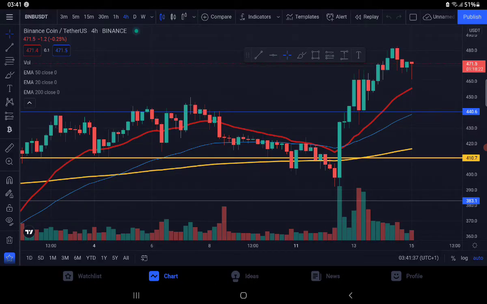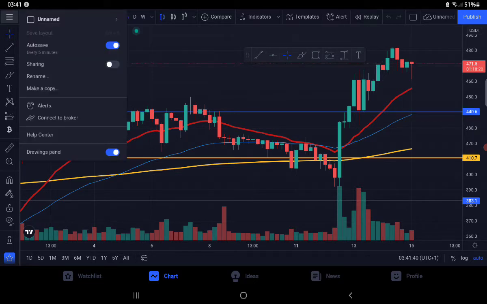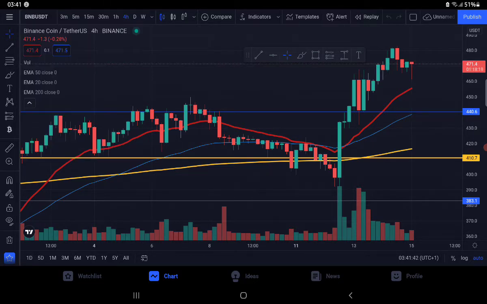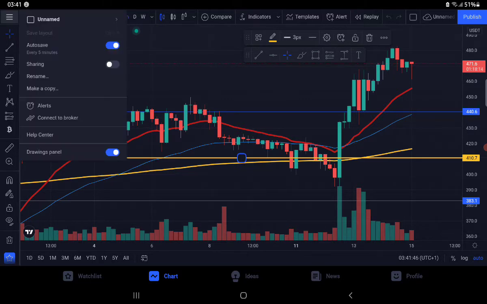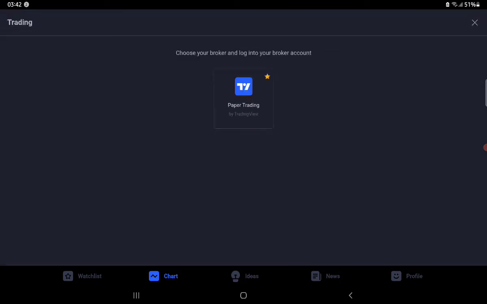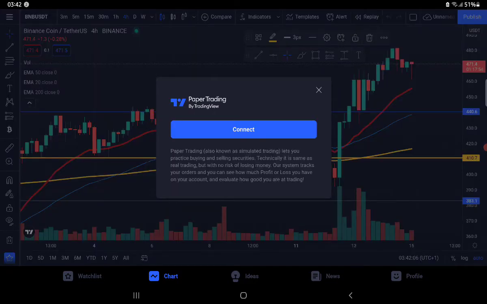Under the chart, you can see we click on the three-dot icon in line next to the BNB. We click on that, and you can use your mobile phone or a laptop and still do this. For making this video, I'm using my phone. So you click on connect to broker. When you click on connect to broker, you can see choose your broker and log in to your broker account. I'll choose paper trading, click on connect, and it automatically connects.